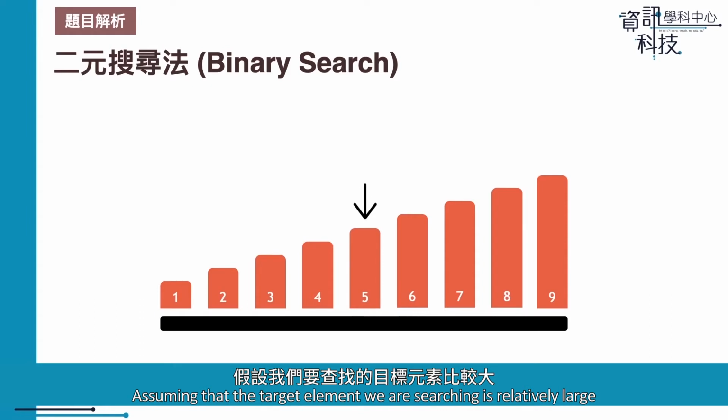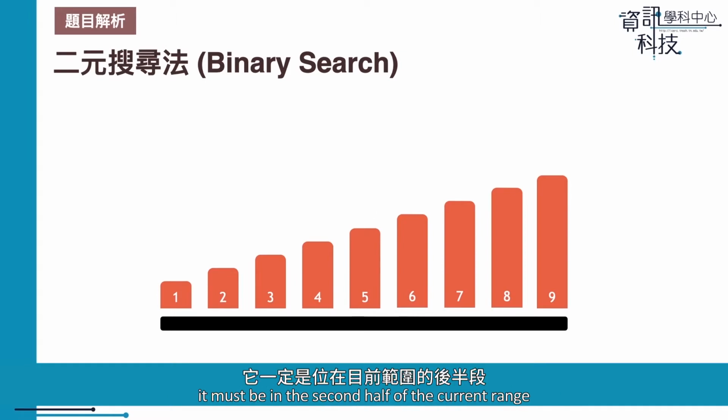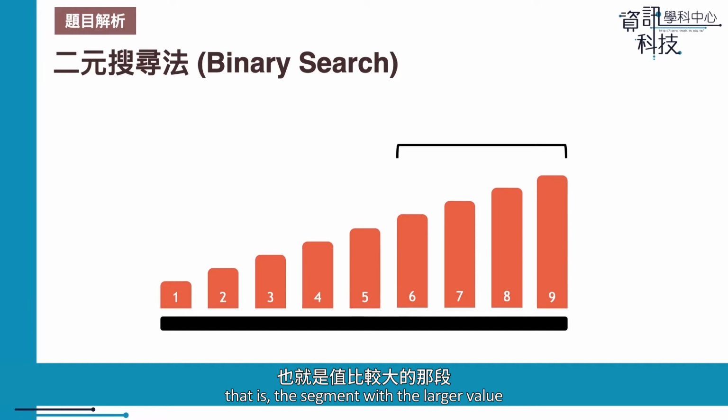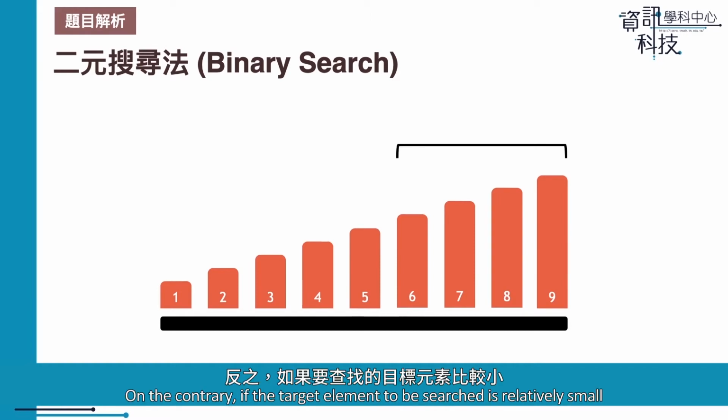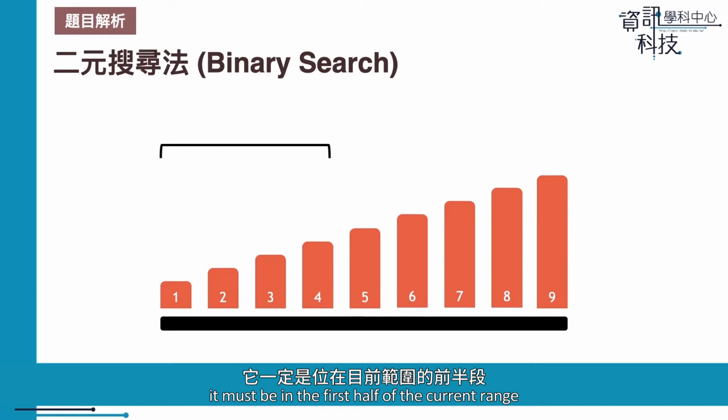Assuming that the target element we are searching for is relatively large, it means that if the target element exists in the sequence, it must be in the second half of the current range, that is, the segment with the larger value. On the contrary, if the target element to be searched is relatively small, it means that if the target element exists in the sequence, it must be in the first half of the current range, the segment with a smaller value.